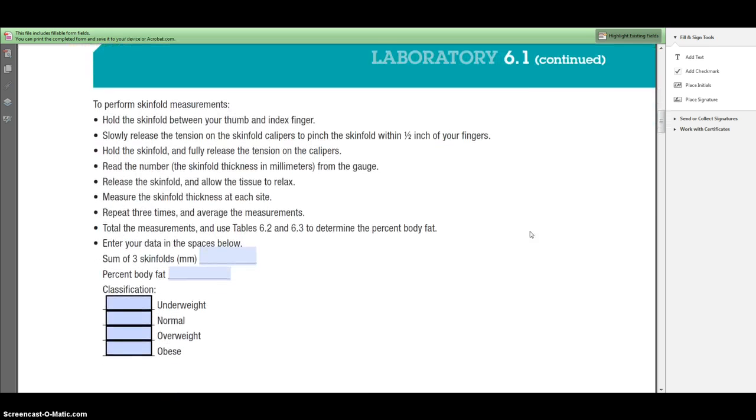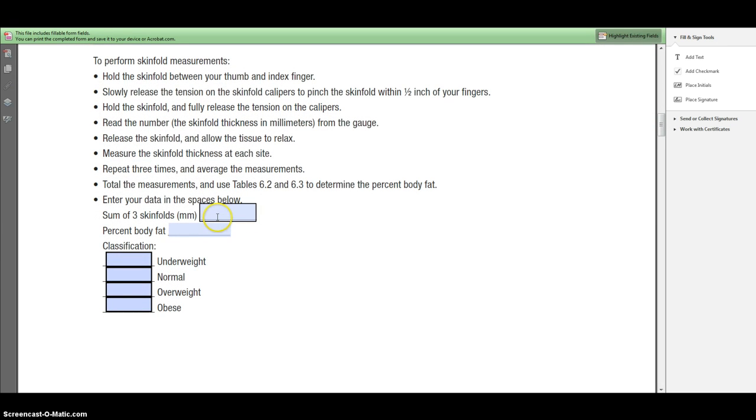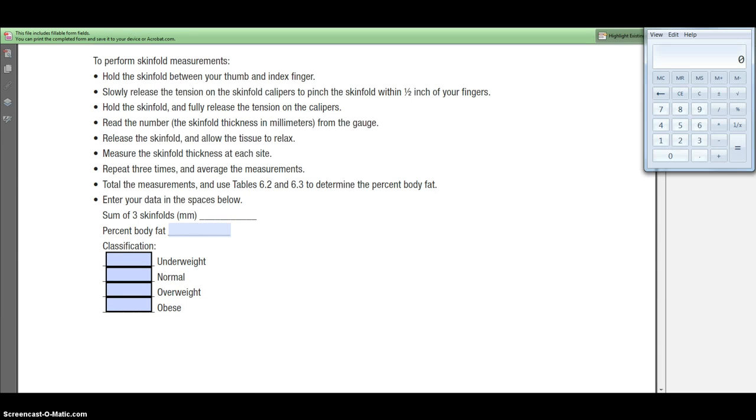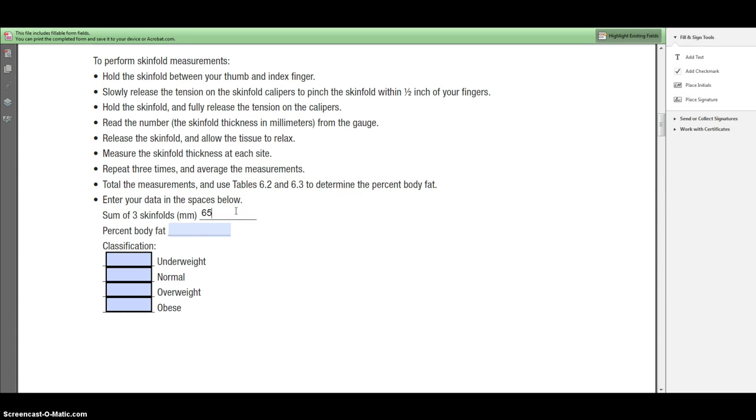So if we go ahead and move over here to page 2, we'll note that you want to have a sum of all 3 of those skin folds. So let's pretend, and I'll use my calculator here so you can follow along, that my skin folds were 15 plus 28 plus 22. So what that would mean is my pec was 15, my abdomen was 28, and my thigh was 22. Giving me a grand total of 65. So that's the sum. This is not our body fat.